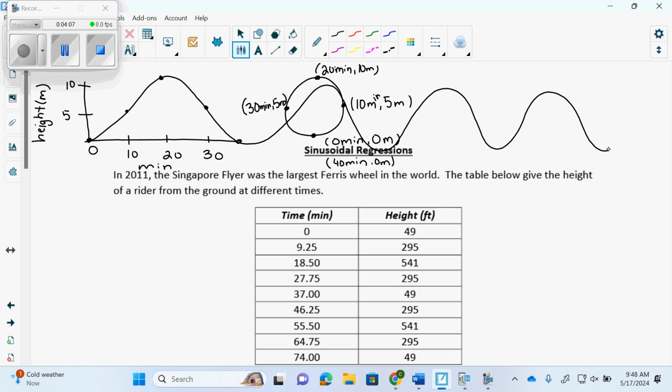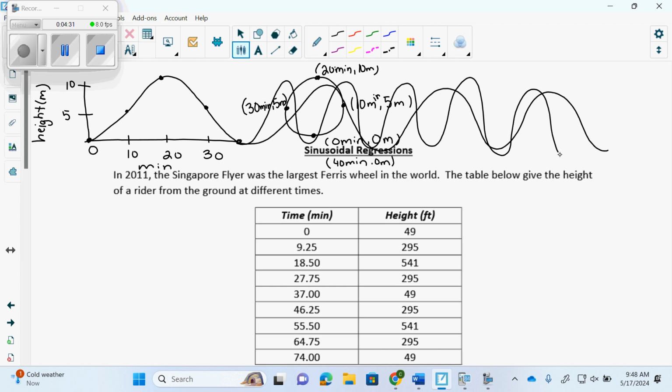Now if I sped up, it would do this. Same height, same minimum, same maximum, but now is the graph actually the same? No. So not only do I have to have the same min and max to make a sinusoidal, I have to have the same time that it takes to get to a min and a max. So this one to get to the max takes 20 minutes. So every time to get from a min to a max, it's going to have to be 20 minutes, or this isn't a sinusoidal function.